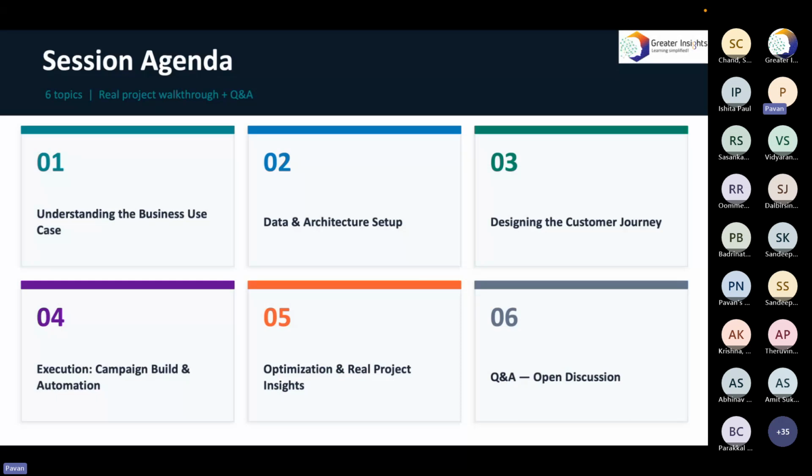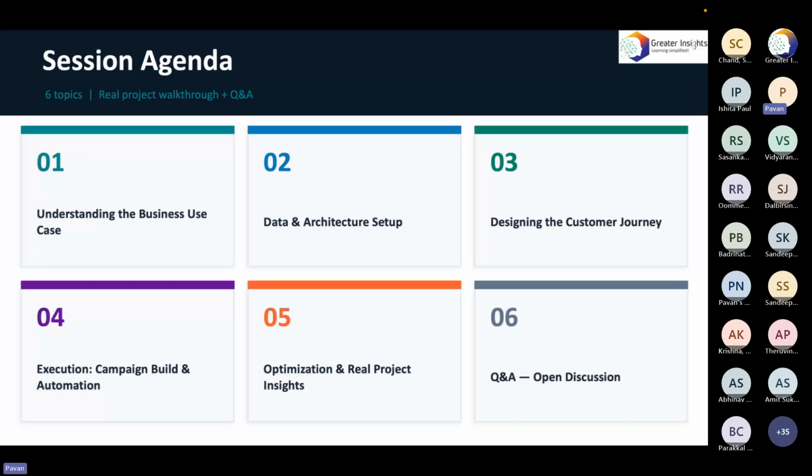Second, we are going to deal with data and architecture setup. Now, what exactly is data, what does it mean, and what is the architecture setup? Will having Salesforce Marketing Cloud suffice to give an end-to-end solution, or is there something more that we need to consider in this process?